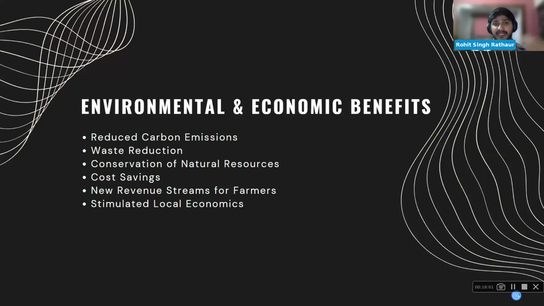And if I talk about new revenue streams for farmers, agricultural waste, as we know, in the past or currently, we always discard. But now it can be sold as a valuable resource for energy production. And now, if I talk about stimulated local economies, the establishment and operation of depots and biorefineries can create jobs and also stimulate local economies.